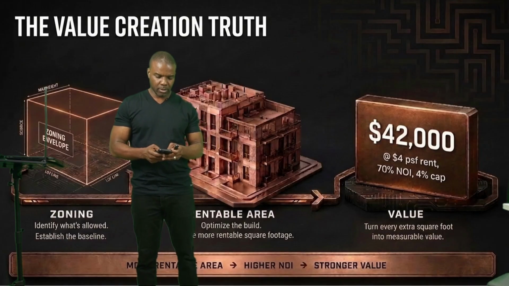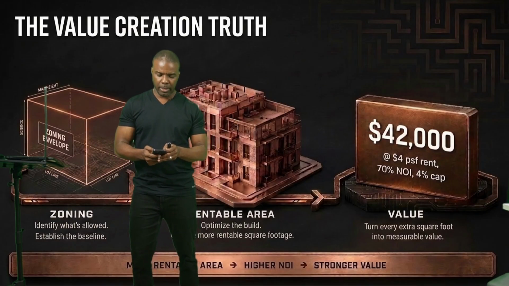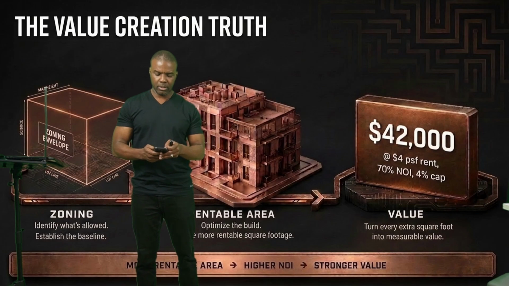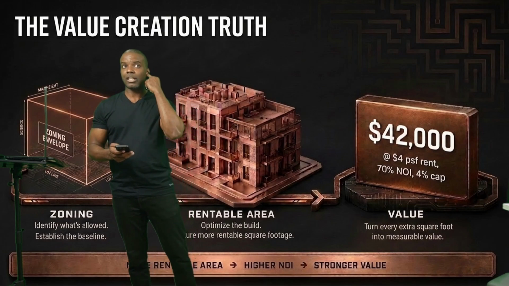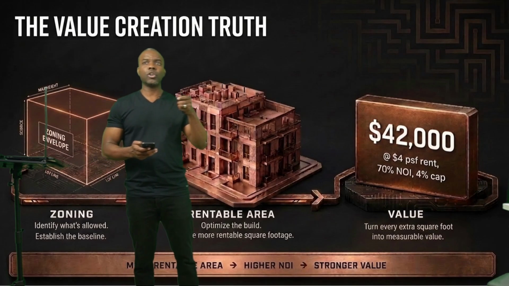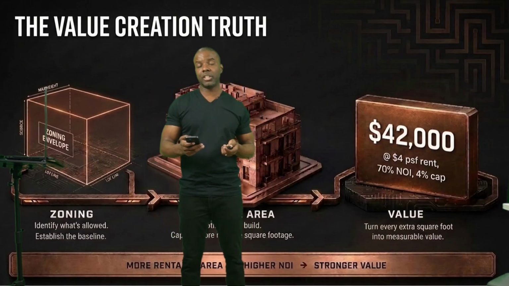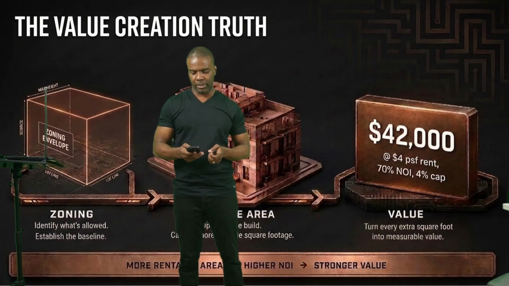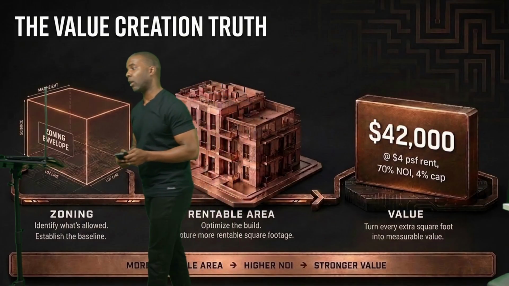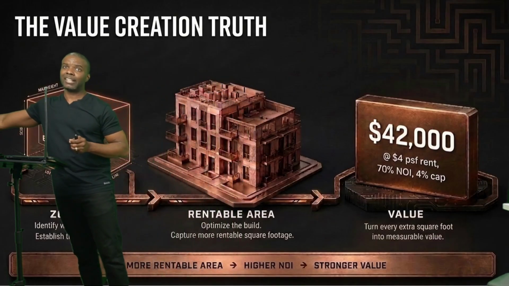70% of that. What is 70% of that? $48,000 times 70%. So your net operating income is 70%, meaning 30% goes to expenses. That equals $33,600, right? And then you divide that by your cap rate of 4%. That's $840,000 of value that is being created.